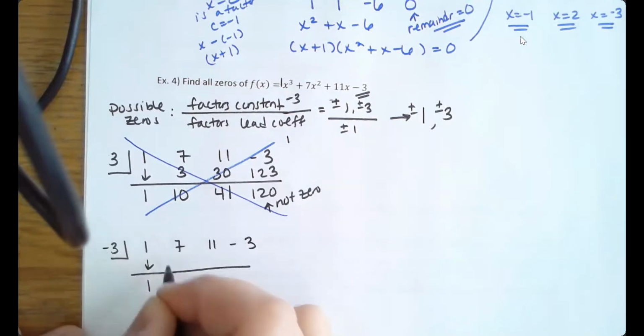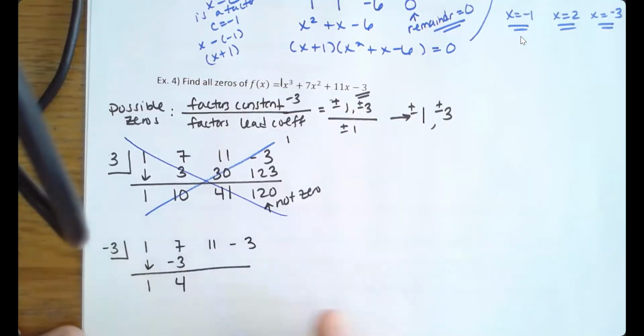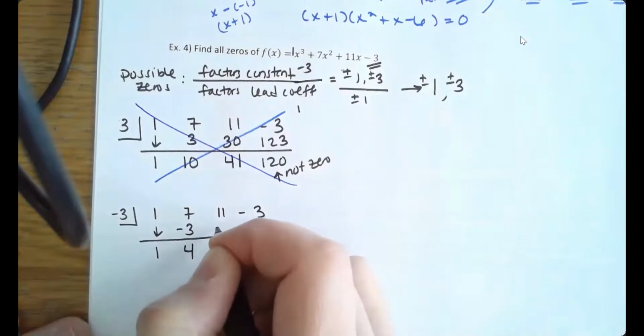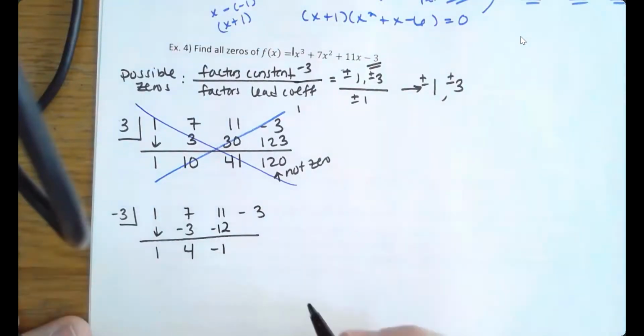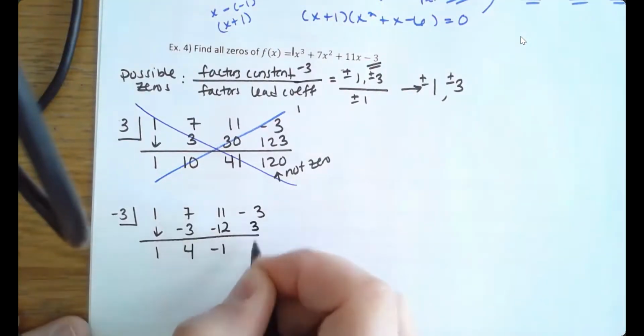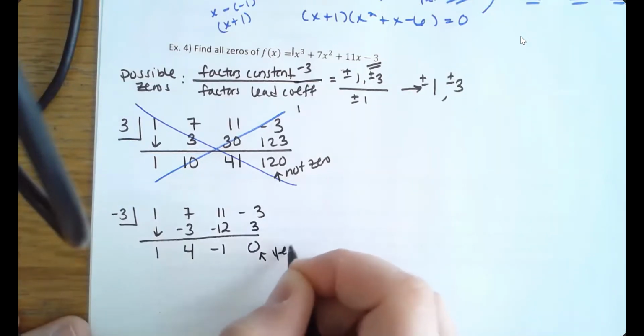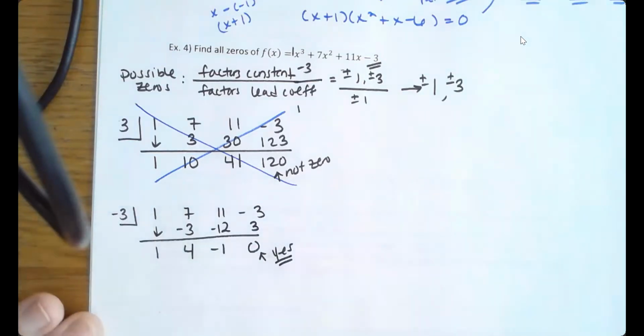-3 times 1 is -3. I add and get 4. -3 times 4 is -12. I add to get -1. And here I would get +3, which is 0. So because my remainder is 0, this one must work.